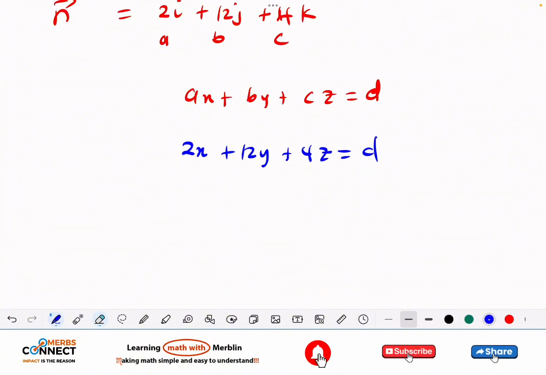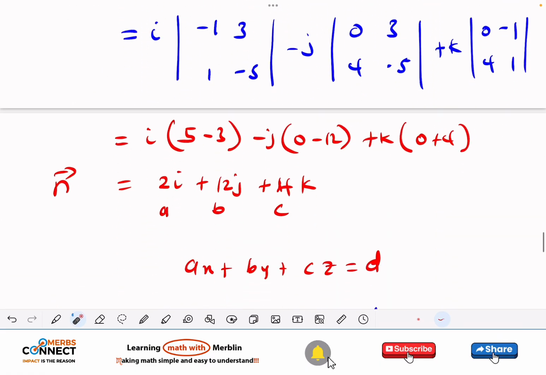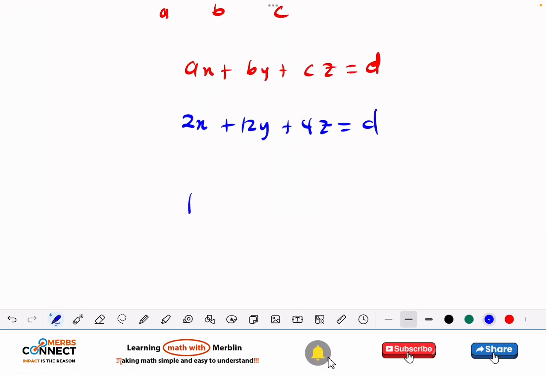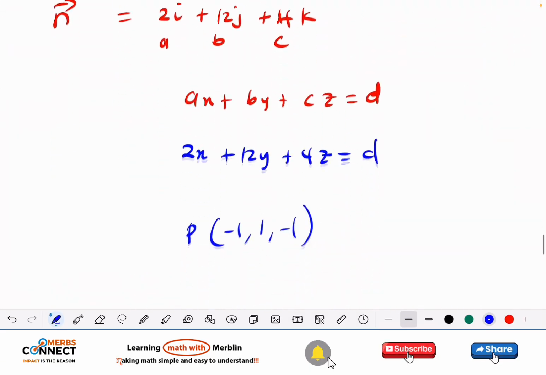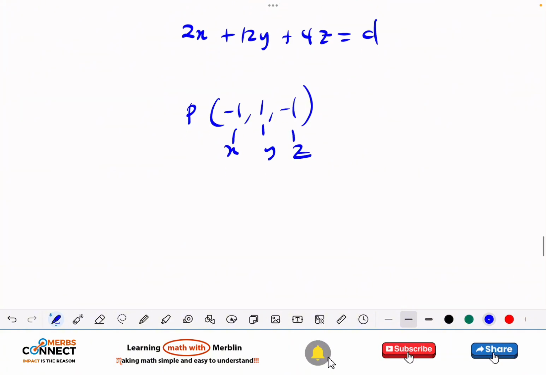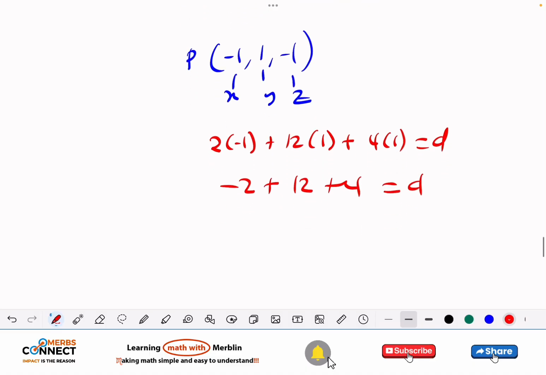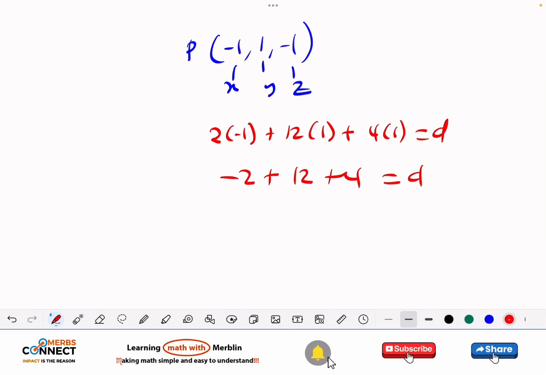Now, how can I get a d? I'm going to pick one of the points, just any of the points, either P, Q, or R. Then I'll just do substitution and see what I'm going to get. So I'm picking P. P was minus 1, 1, and minus 1. Is that right? Yes. So just plug them in. This one is X, this one is Y, this one is Z, and find D. So this is going to give us 2 times minus 1 plus 12 times 1 plus 4 times 1 is equal to D. So minus 2 plus 12 plus 4 is equal to D. And when I add, this is going to give us 14. So D should be equal to 14.